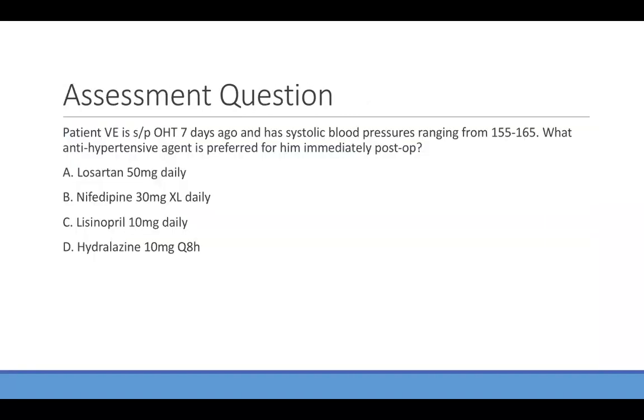So patient VE is status post heart transplant 7 days ago, and has systolic blood pressures ranging from 155 to 165. What antihypertensive agent is preferred for him immediately post-operatively? Is it losartan, nifedipine, lisinopril, or hydralazine?